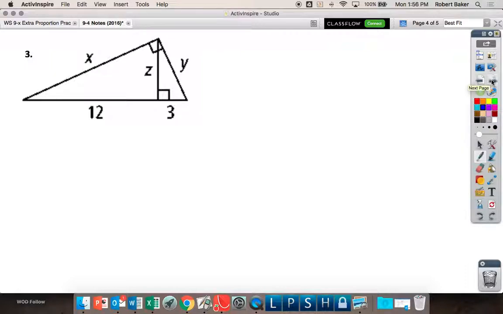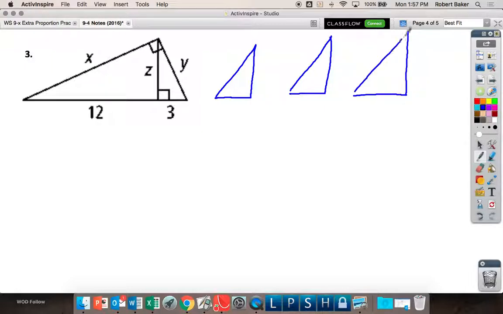In this scenario, every side has a variable, so we should be able to solve for every side of the triangle. So I'm going to let you guys set up your own triangles and see if you get them right, because that's something we need to practice. So I draw my three triangles, and then you figure out which one's the small one, which one's the medium one, which one's the large one, and label them the way you think they're supposed to be labeled.